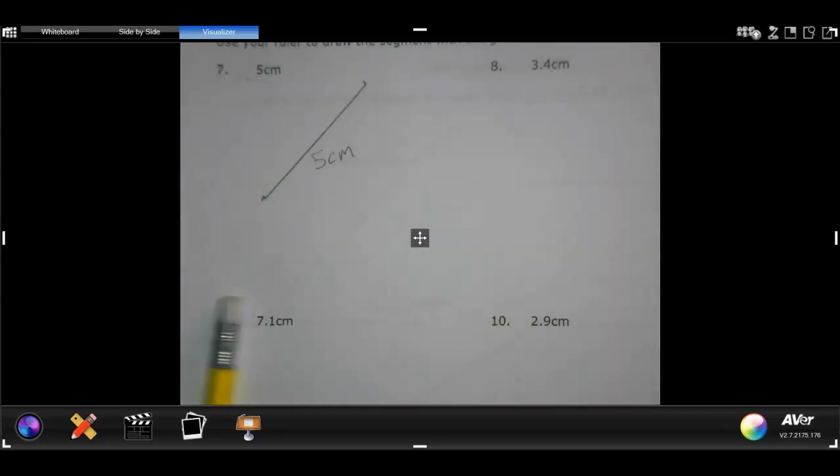Okay. So I've showed you one example from each section. You want to be able to measure those angles, make those angles, measure those segments, make those segments, okay? And then hold on to that packet. All right. You may work on finishing that up now.